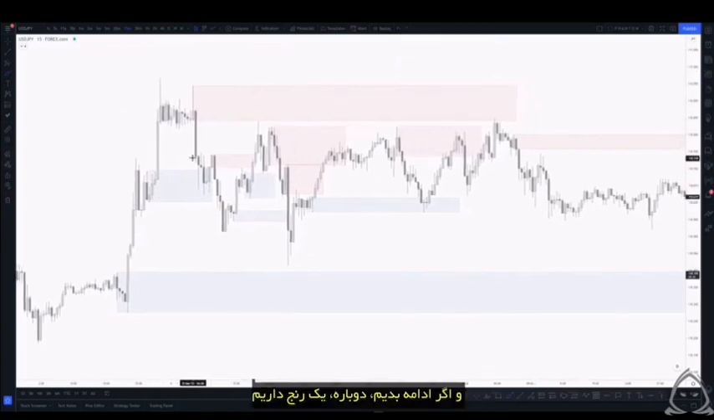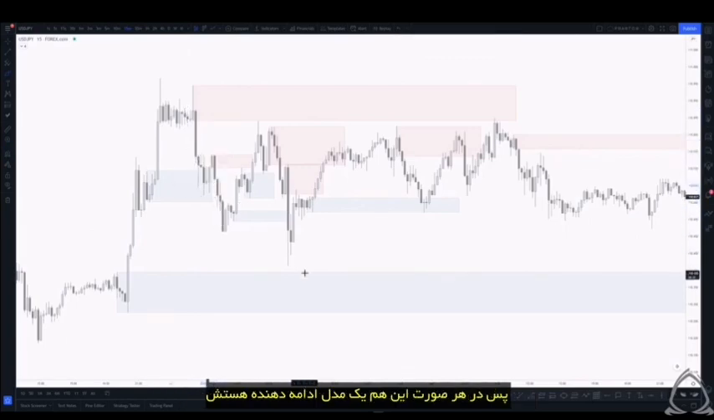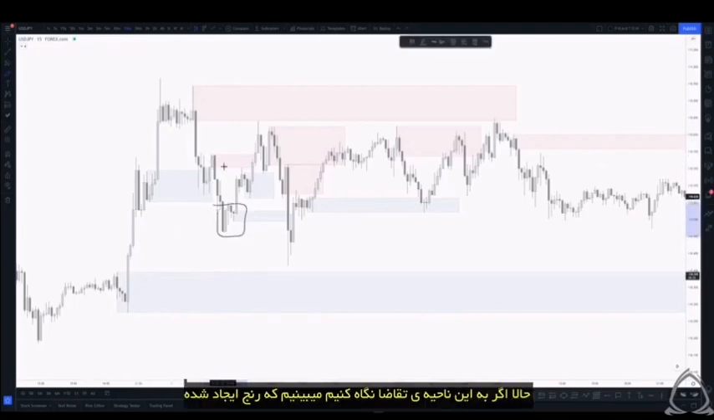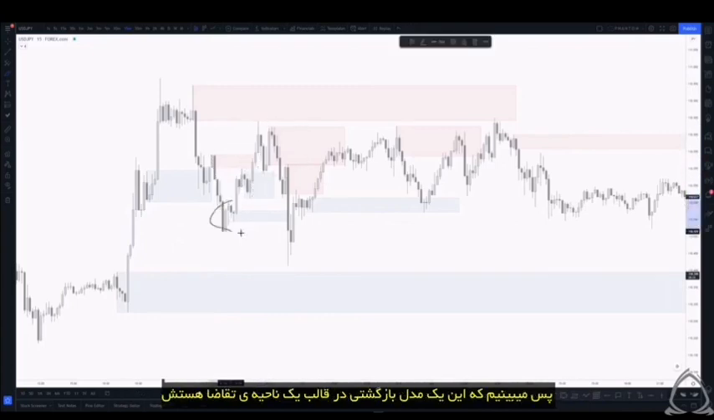Now, if we continue on, once again, we have another range that came from a down move or a pivot and then creates an expansion to the downside. So either way we look at it, we can see that this is also a continuation model. Now, if we look at this demand zone, we can see that price ranged. We came from a down move, or we pivoted, and then we moved or expanded to the upside. So what we can see from this is a reversal model within the framework of a demand zone creation.